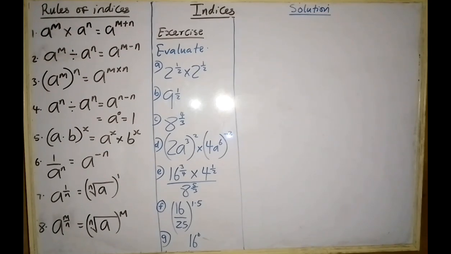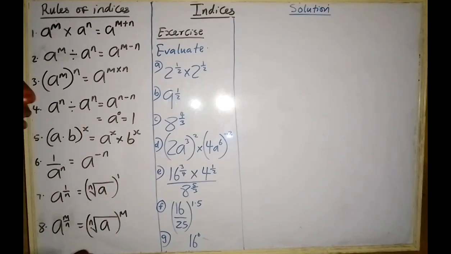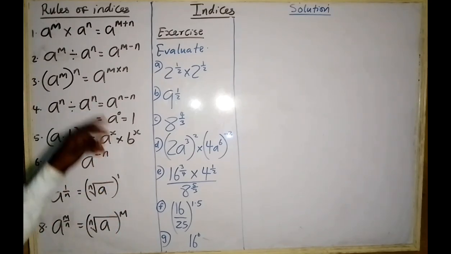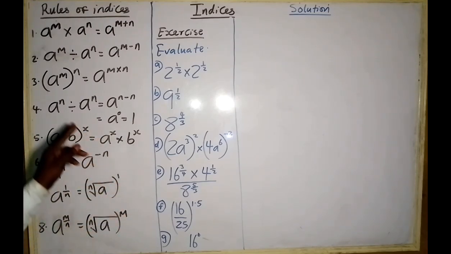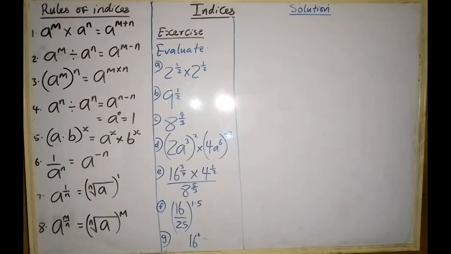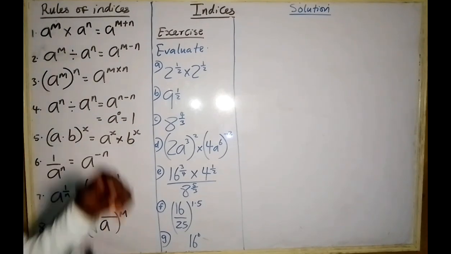Now, the fourth law is called the zero law. The zero law says that when a base is having an index of 0, then the answer is going to be 1. In other words, any number raised to the power of 0 is always equal to 1. That is, when we apply our quotient law here, with a base having the same index, the rules of indices say that when a base of the same index is divided, the indices are going to be subtracted. And when the index is subtracted, we're going to be having a 0. And the base raised to the power of 0 is going to be equal to 1.